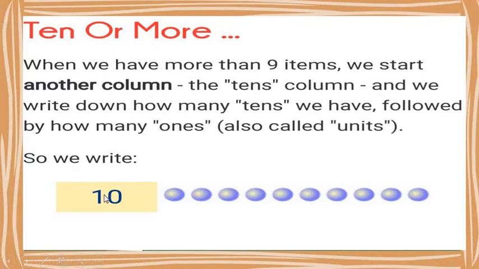So we write 1, 0, 10. Look, here we have 2 numbers. So 0 stands at the ones or units place and 1 stands for the tens place. 1 stands for the tens place and 0 stands for the ones place.